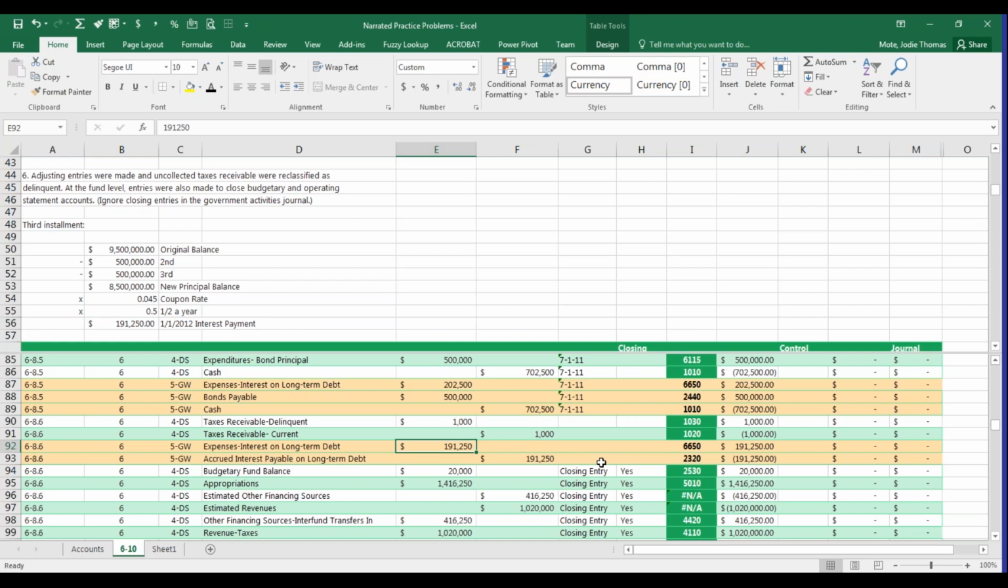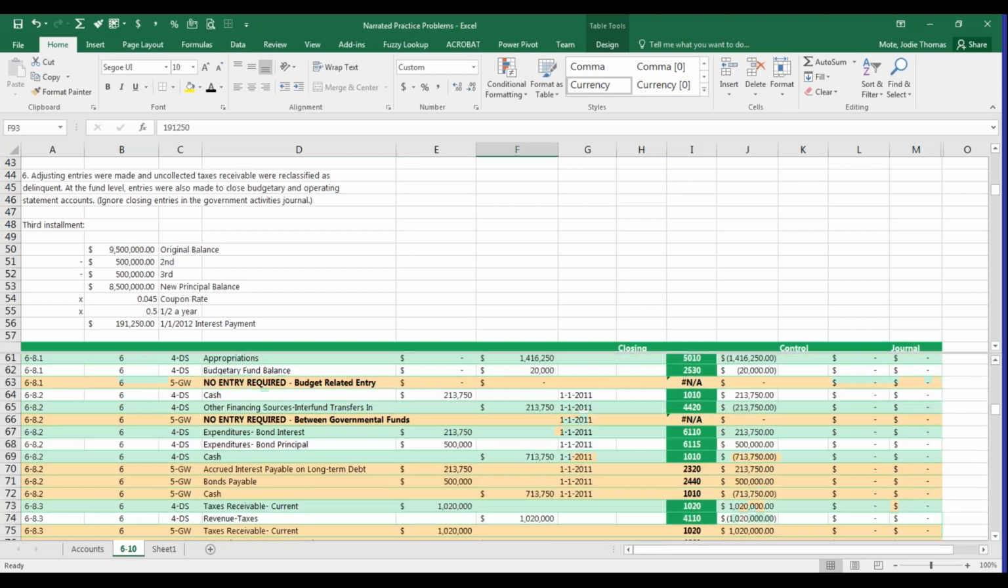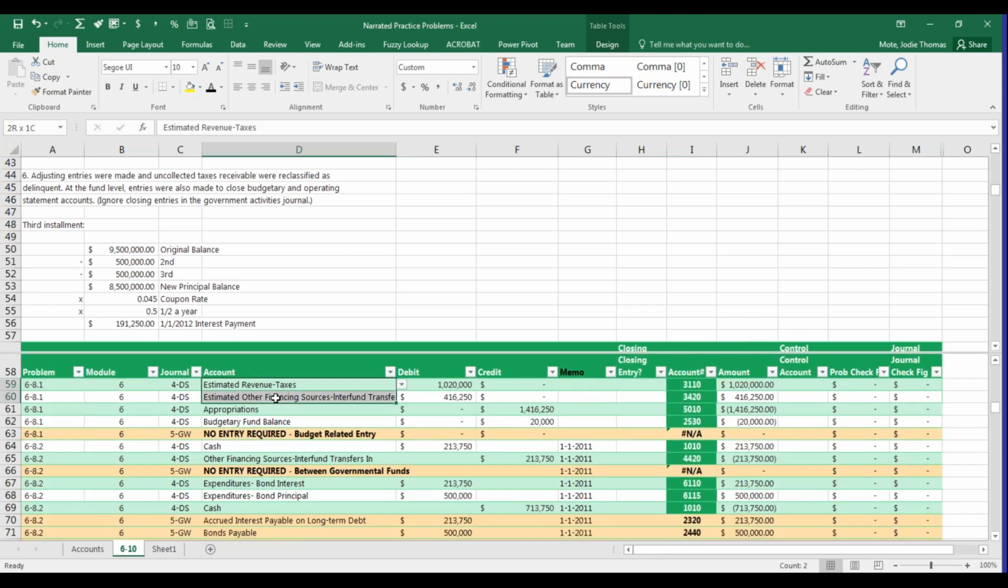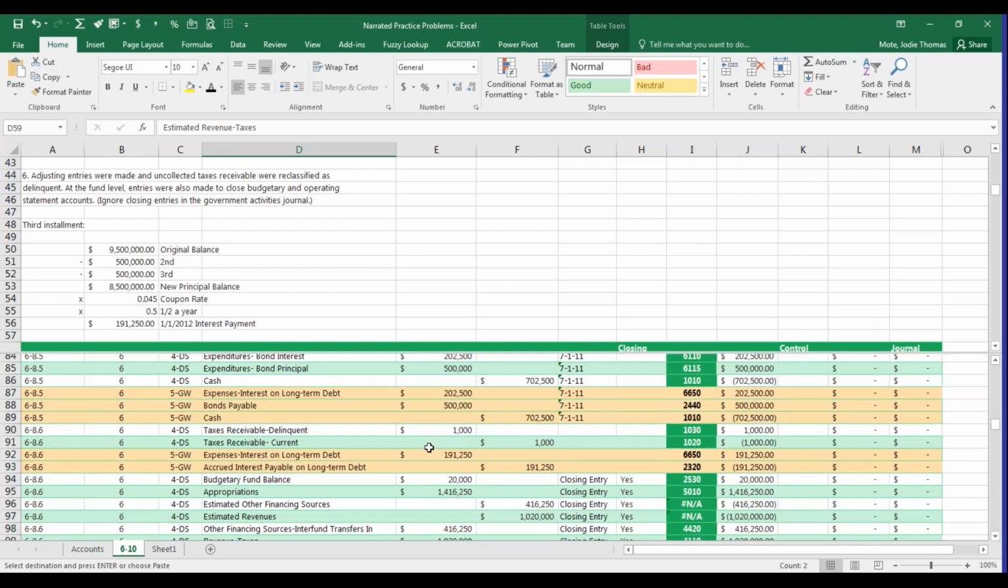So we're debiting the expense, and because we're not going to pay the cash out the door until 1/1/2012, we are crediting accrued interest payable on long-term debt of $191,250. Okay.